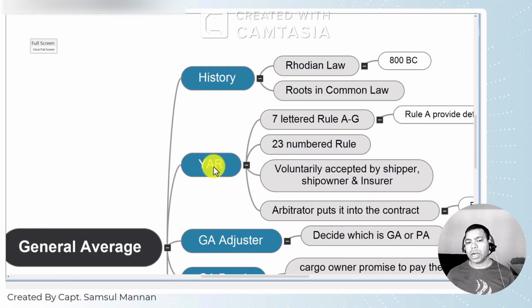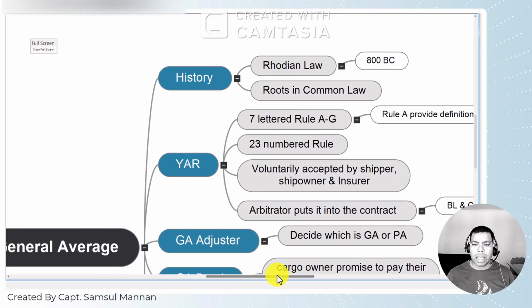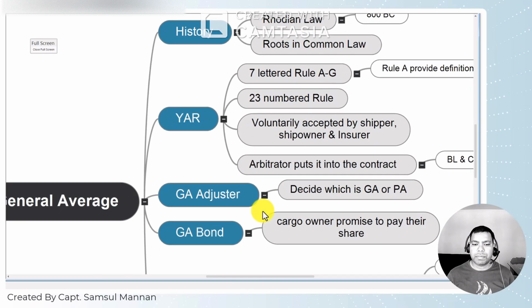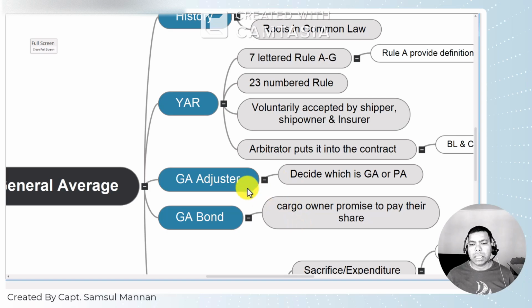And this York-Antwerp rule is not a rule which is attached all the time with the charter party. Voluntarily, the shipper, ship owner, and insurance, they take that one and attach it into the charter party, right? So once you have done a general average, the average adjuster will actually see which is general average and which is particular average, right?